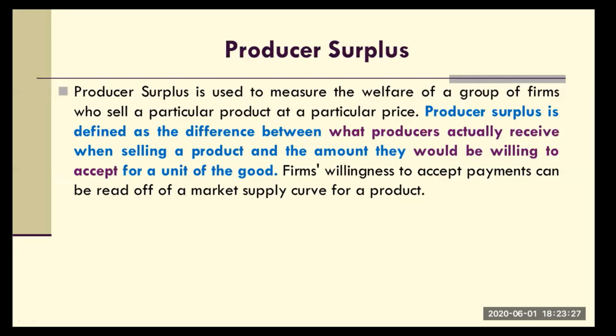On the other hand, let's look at producer surplus. It is used to measure the welfare of a group of firms who sell a particular product at a particular price. Producer surplus is defined as the difference between what producers actually receive when selling a product and the amount they would be willing to accept for each unit of goods they are going to sell. Firms' willingness to accept payment can be read off the market supply curve for a product.